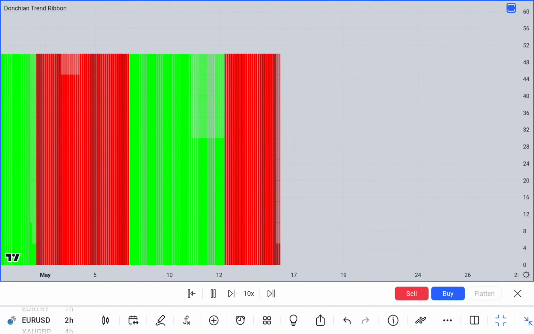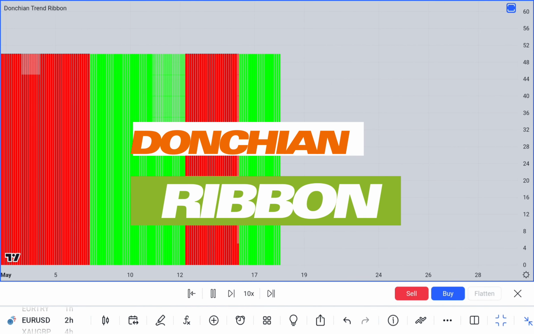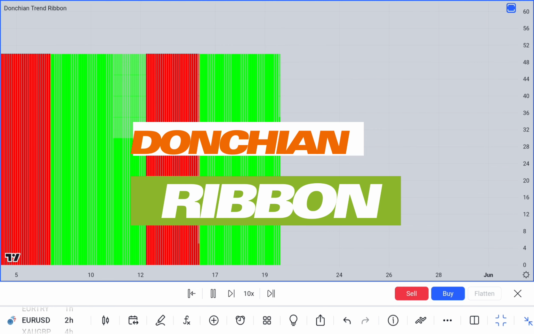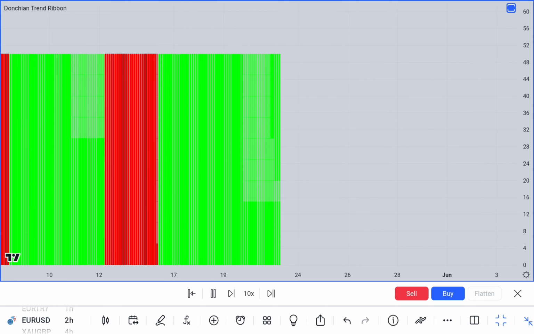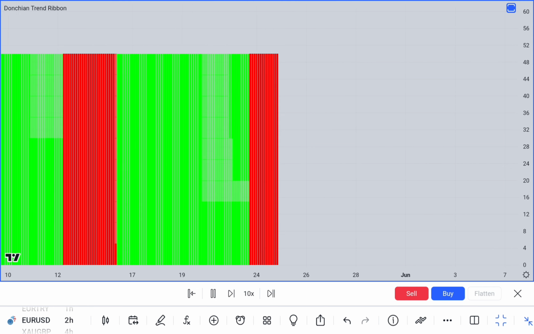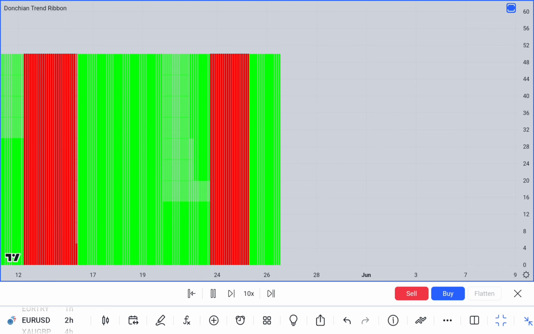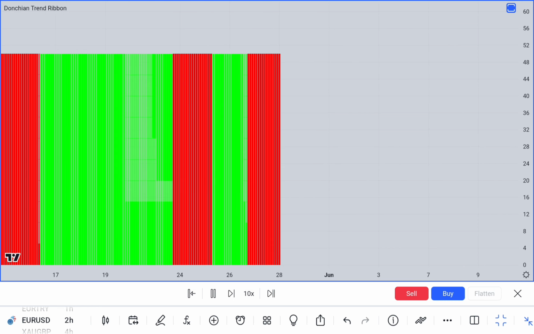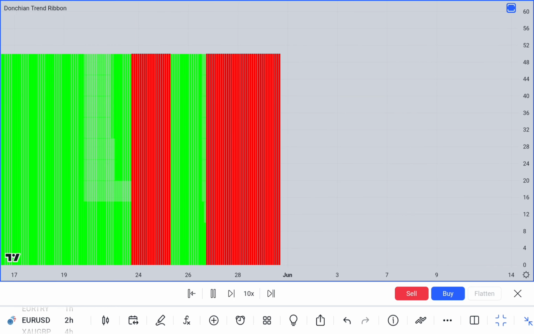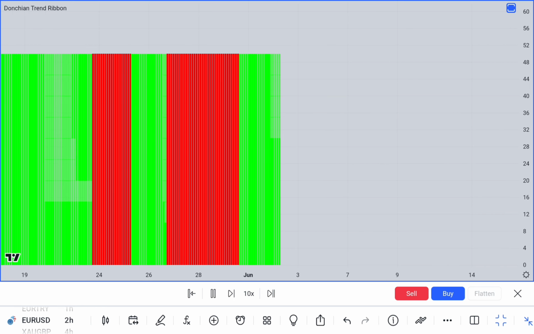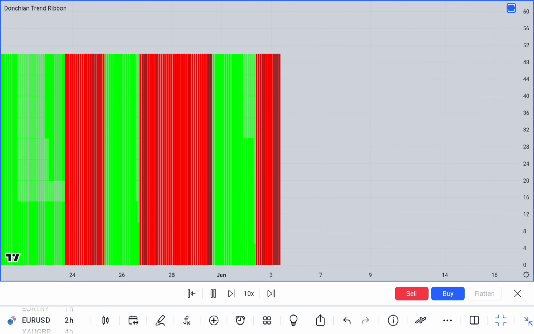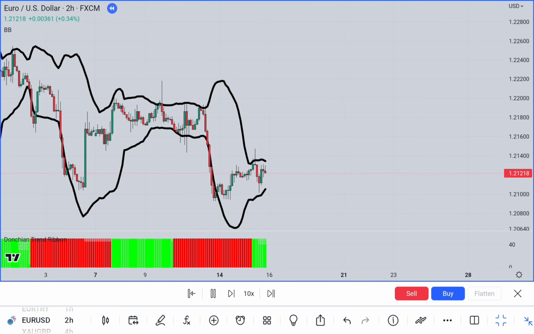The Donchian ribbon indicator is created based on the classic Donchian channels developed by Richard Donchian. This indicator is a technical analysis tool that helps determine the direction and trend of price movements. It assists traders in making buy and sell decisions based on the trend direction. For instance, when the price is moving within green bars, traders can open long positions. Conversely, when the price is moving within red bars, traders can open short positions.